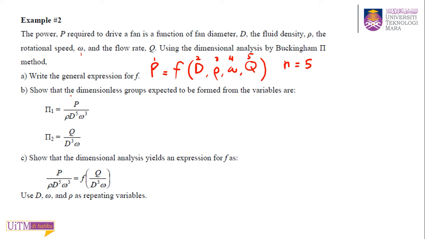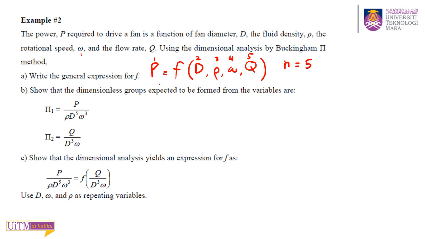And it says you show that the dimensionless groups expected to be formed from the variables are pi 1 equals P over rho D to the power 5 omega to the power 3, and pi 2 equals Q over D to the power 3 times omega. You need to show this. How do you want to do this? How can you show that? The primary dimension. Okay, good.